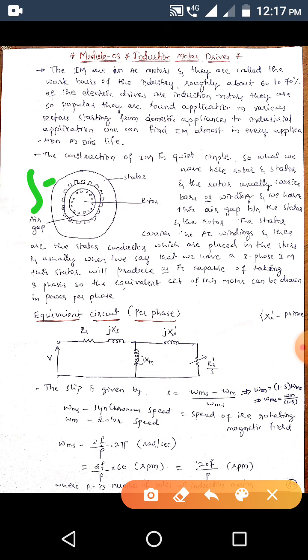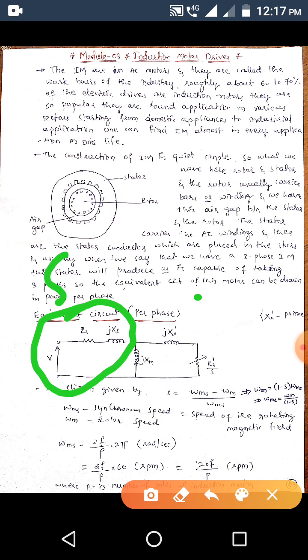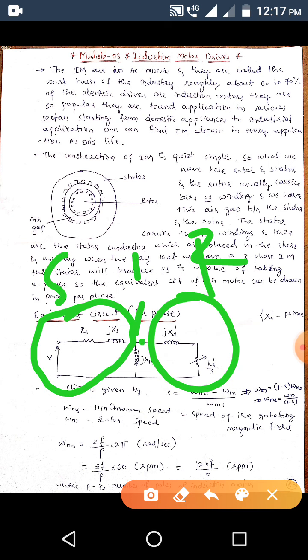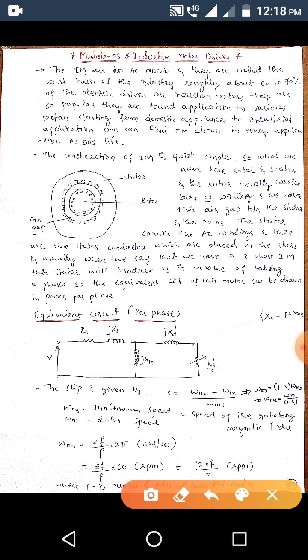Whatever we give the supply voltage to, this complete part is nothing but the stator winding. This is the rotor winding here. In between the stator and rotor winding we have the magnetizing circuit here. So when we give the supply voltage to the stator, the rotor starts rotating in clockwise direction.